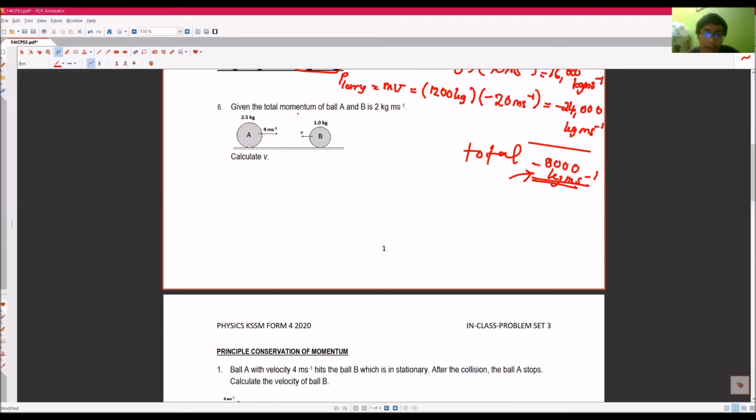Okay, number 6. Given the total momentum of ball A and ball B is 2 kilogram meter per second, calculate V, which belongs to B. So we can define ball B to be the negative direction, moving in the opposite direction. So total momentum MAVA plus MBVB equals 2 kilogram meter per second.